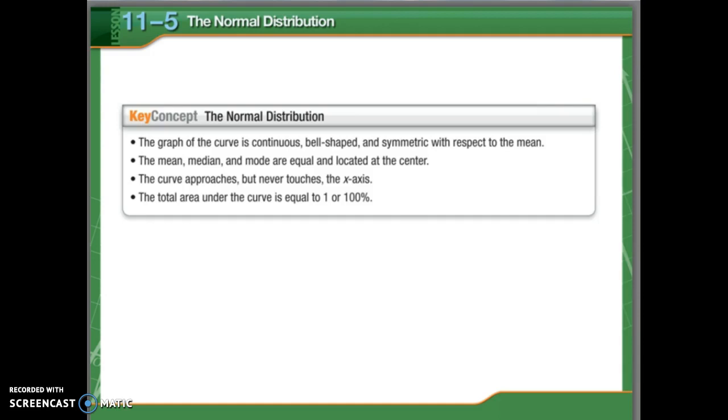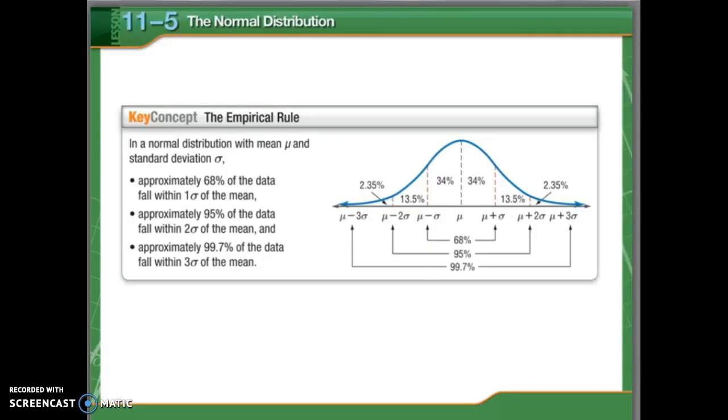Another unique feature is that the mean, the median, and the mode are all equal and they're all located at the center. The curve approaches but never touches the x-axis, so that means essentially that there is a horizontal asymptote along the x-axis, and the total area under the curve is equal to 1 or 100%. So when we looked at probabilities in binomial distribution, the same way all the probabilities had to add up to 1 or 100%, all the area under the curve for a normal distribution also adds up to 100%.